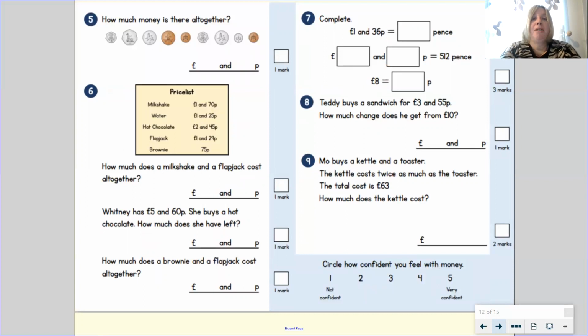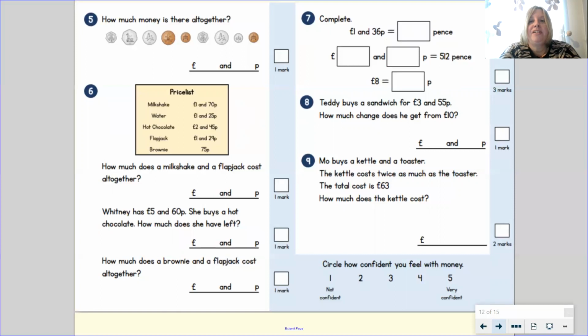Question 5. How much money is there altogether? Question 6, you've got a price list. How much does a milkshake and a flapjack cost altogether? Whitney has £5 and 60p. She buys a hot chocolate. How much does she have left? How much does a brownie and a flapjack cost altogether?